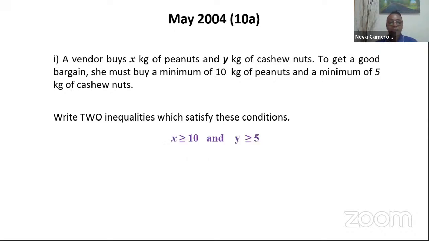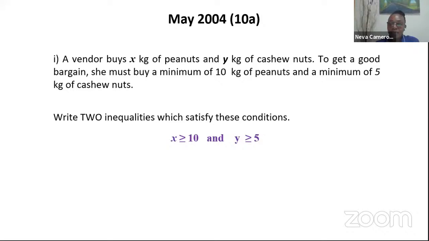All right, let's look at what we have here. Do you think that these two inequalities satisfy the conditions? If so, why? She must buy a minimum of 10 kilograms of peanuts and a minimum of 5 kilograms of cashew nuts. So the word minimum is there. What does that mean to us though? Because we must be able to see the word minimum and know what part of the graph that would fall into, the feasible region.